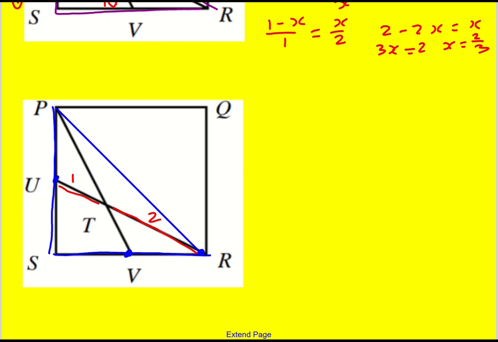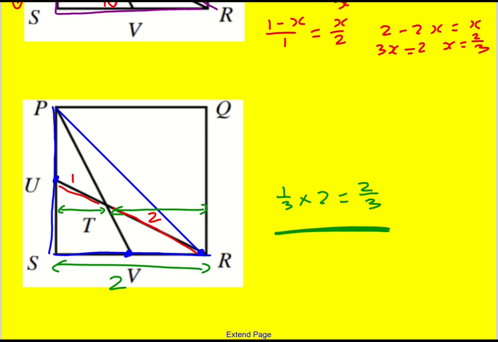And what that then means is this distance is necessarily going to be a half of this distance here, or a third of the distance overall. So because the distance overall is 2, I can just say that it's going to be a third times 2 and get 2/3. Wow, look how quick that is if you have that little fact. And from that, you just do exactly the same steps as before.